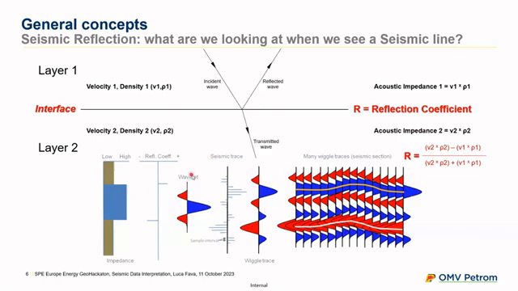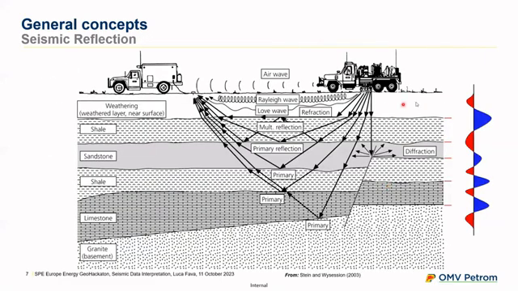This reflection coefficient is convolved with a wavelet that is basically the shape of the energy that is traveling through the rocks. And the result is a trace, a seismic trace with peaks and troughs. When you stack together different traces, of course, you have a seismic image. Yeah, that's what you can see here, for example.